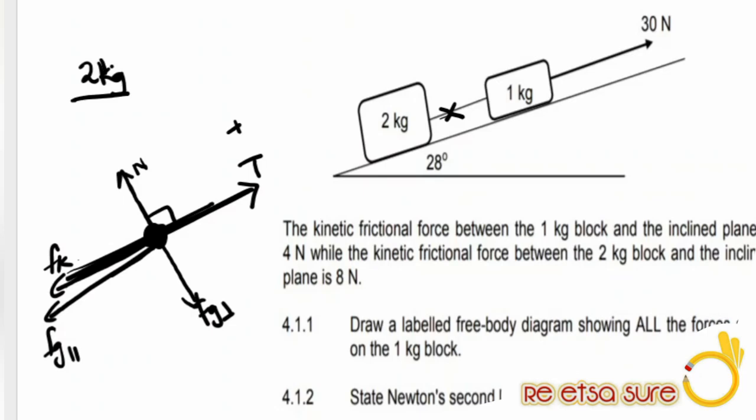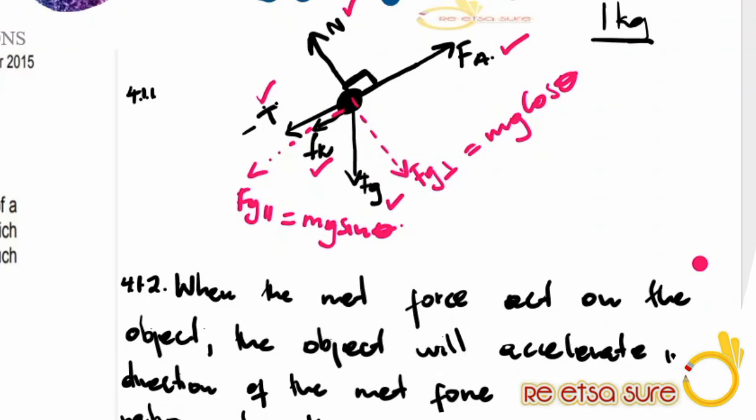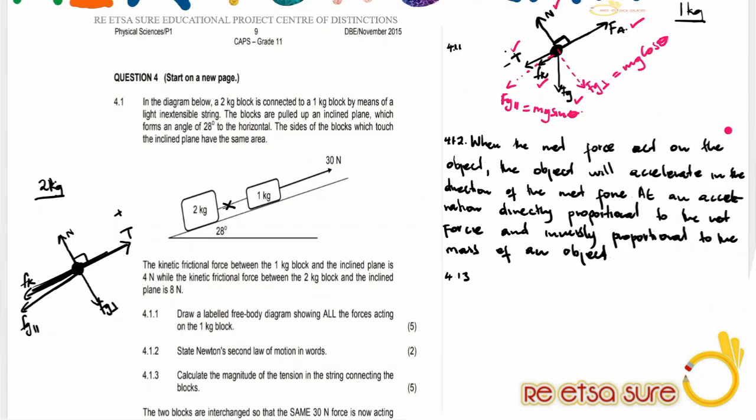Okay, now let me show you. We are required to calculate the magnitude of tension. I do have a tension on this diagram, and I also have a tension on this diagram. The first step that I must do is get the magnitude of acceleration of the system. Then I will substitute that same acceleration into either equation 1 or equation 2 so that I can get the magnitude of the tension. It is quite simple, my beautiful learners.